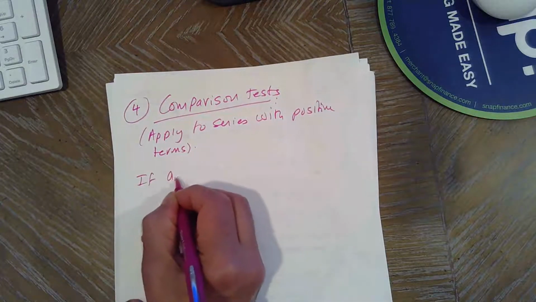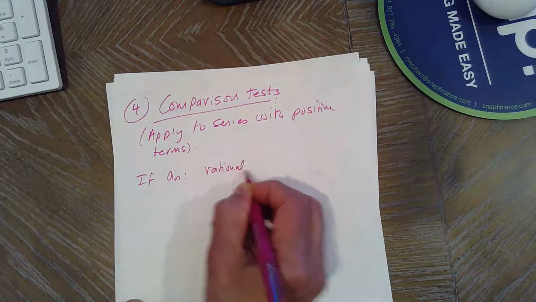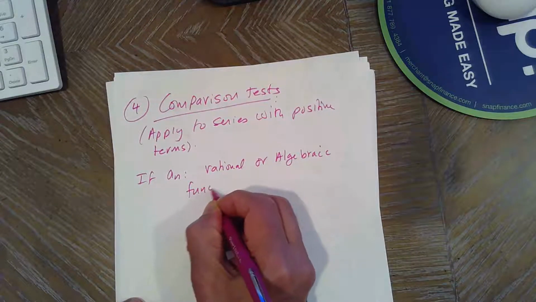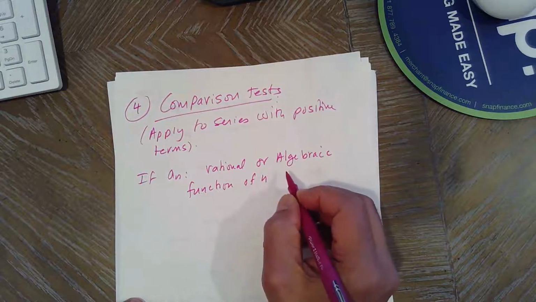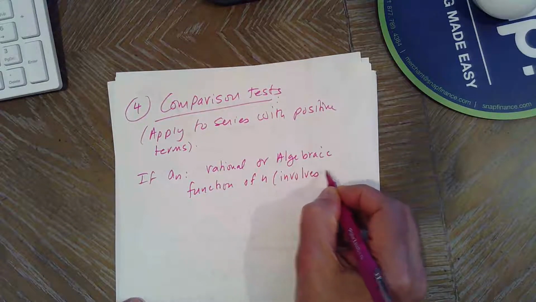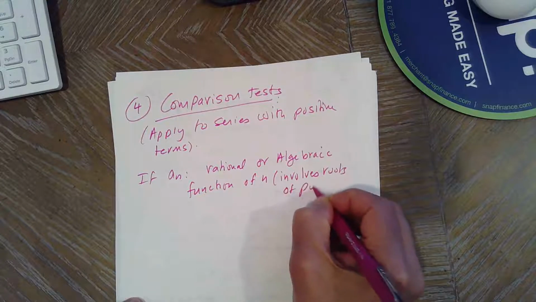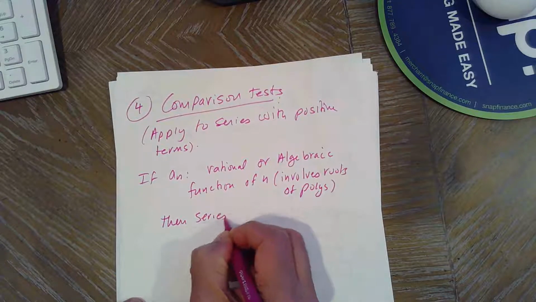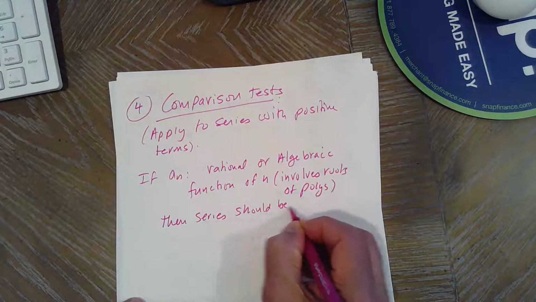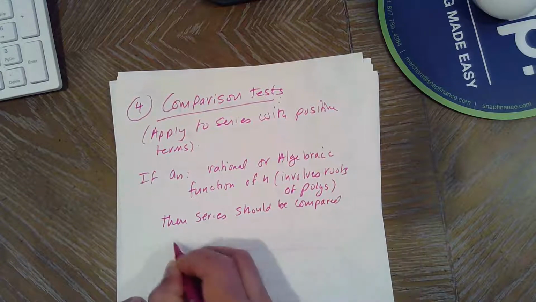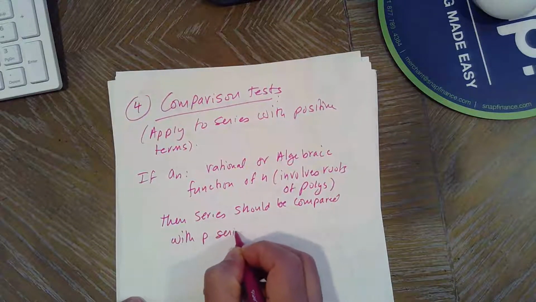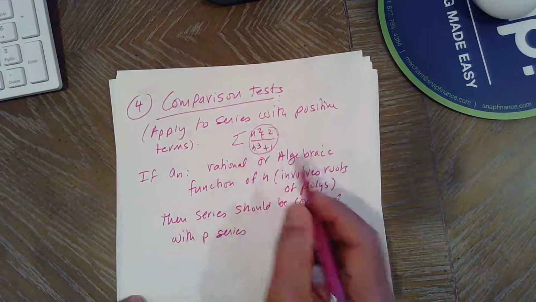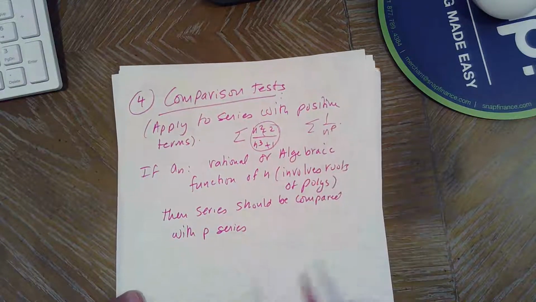If the nth term is a rational or algebraic function of n, meaning it involves roots of polynomials, then the series should be compared with a p-series. So if you have a rational function like (n squared plus 2) over (n cubed plus 1), they're telling you to compare it with sigma 1 over n to the p, a p-series, basically.